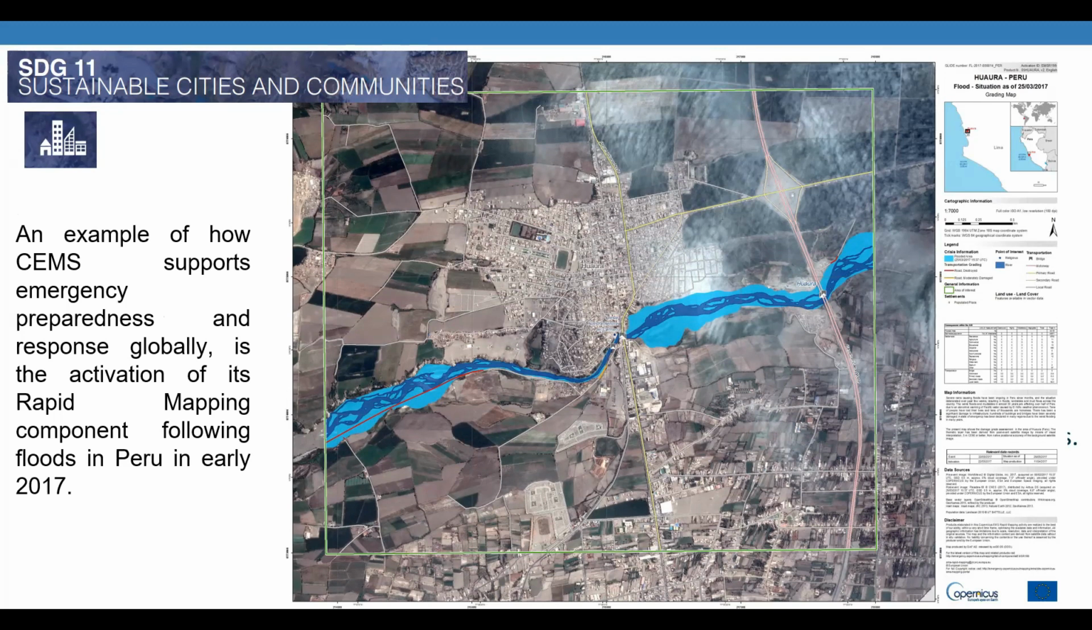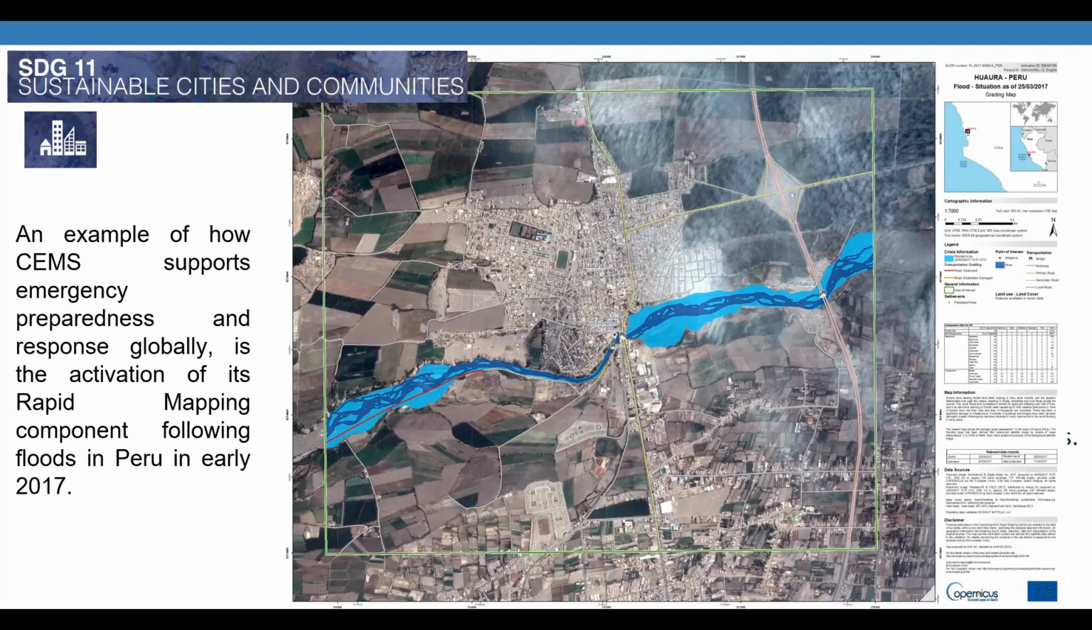It provides information for emergency response in relation with different types of disasters, including floods, as well as related prevention, preparedness, response, and recovery activities. As an example of how this emergency service supports emergency preparedness and response, there is the activation of its rapid mapping components following floods in Peru in early 2017.